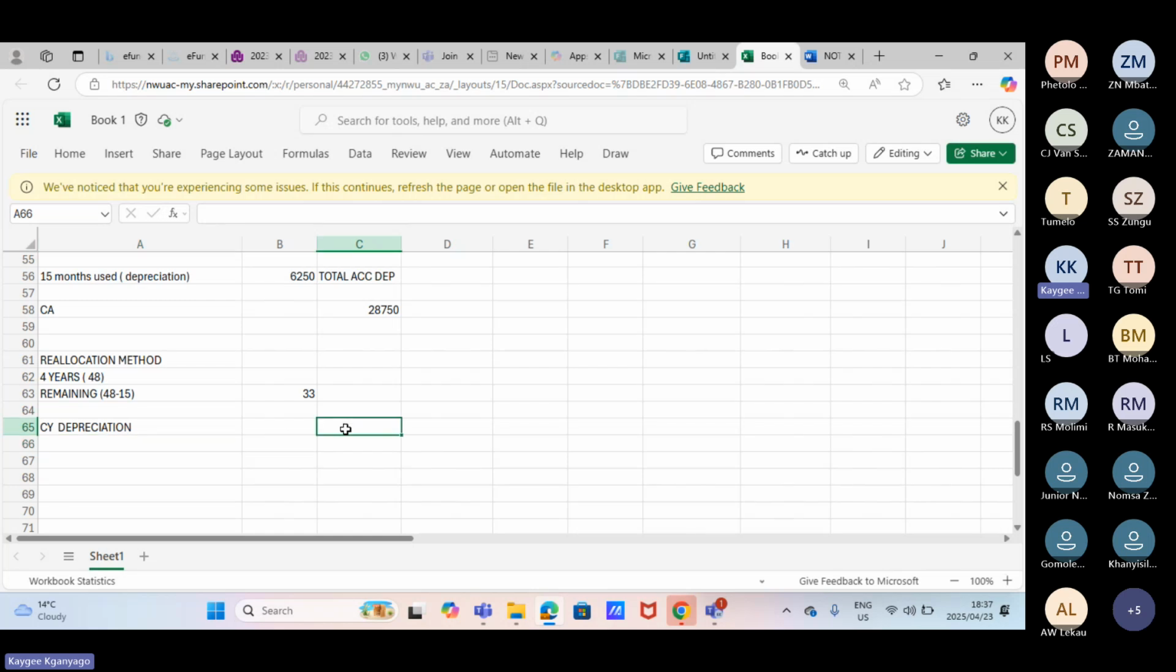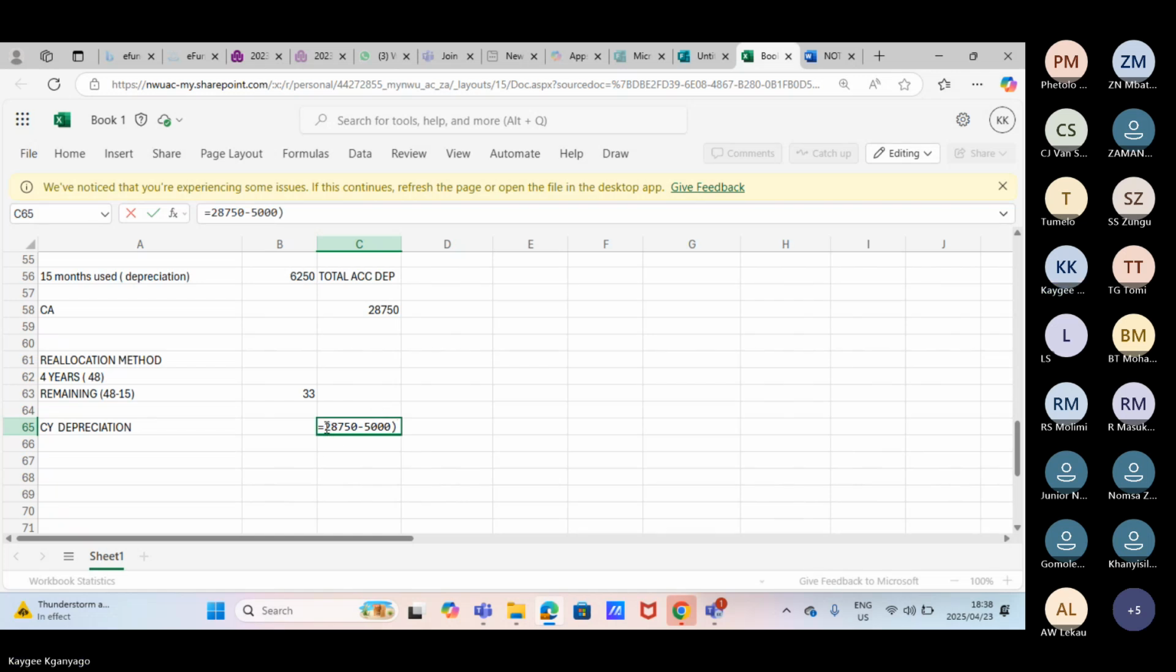For the current year depreciation, we were going to take 28,750. Do I just divide it by 33? You still have to multiply by 12. Okay. Do I just divide by 33 times 12? I'm not sure because I'm thinking there's a residual value in this case. CJ, what's the residual value? It's 5,000. We subtract the residual value. It's always the carrying amount less the residual value.